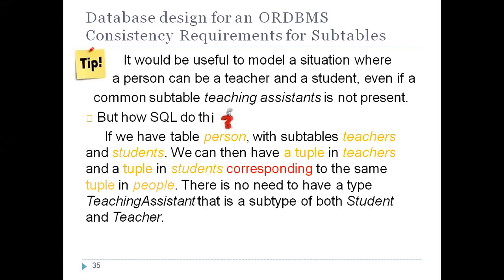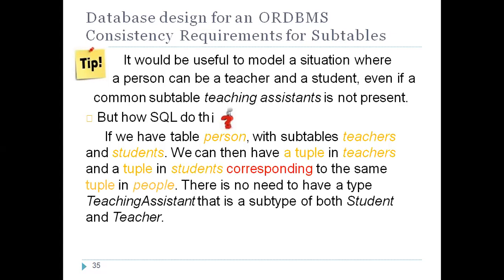Because in general, a person can be a teacher and a student at the same time. But since SQL does not support this type of multiple inheritance, there is a problem. So that's why we need to model a situation where a person can be a teacher and a student even if a common subtable teaching assistant is not present. But how does SQL do this particular thing?